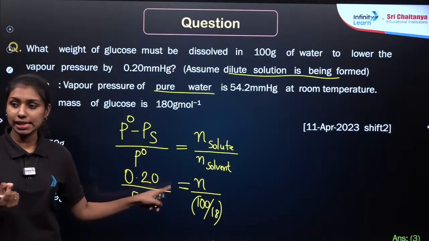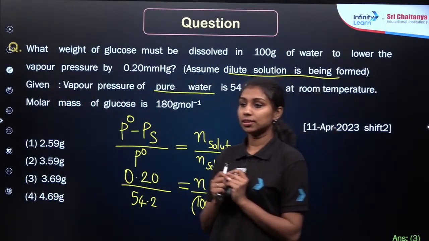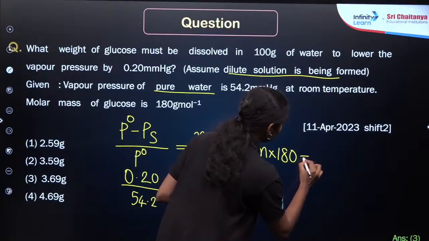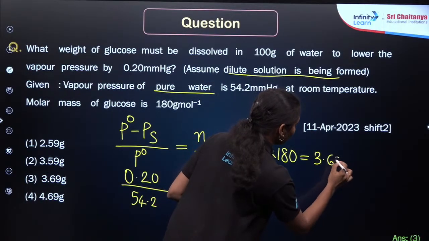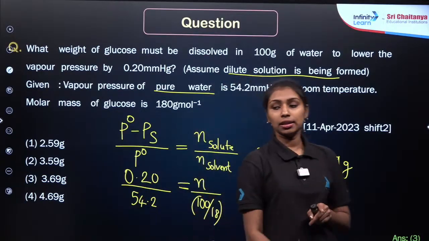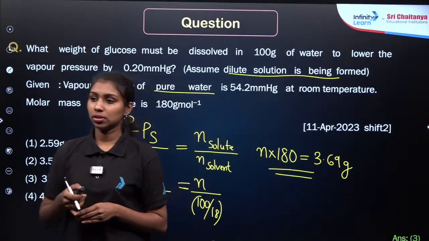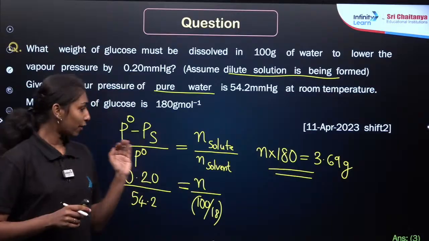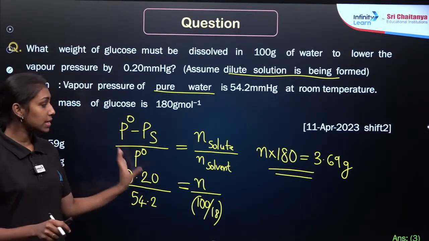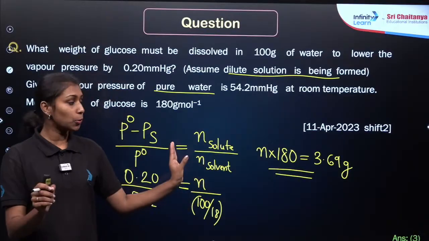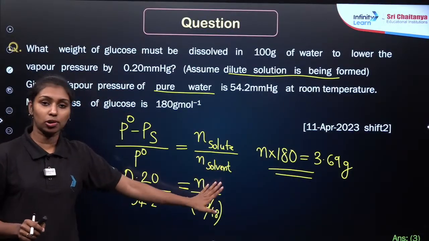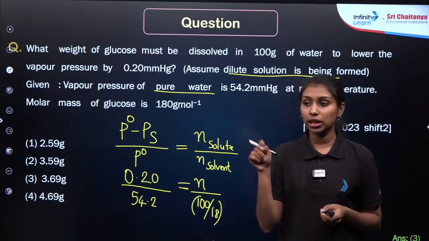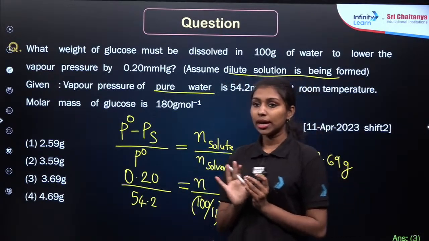Then what is the value of n here? Just calculate the value of n, then multiply it with 180 gram. You will get the answer around 3.69 gram of glucose. Clear? This is a method to solve this problem. Relative lowering of vapor pressure is connected with the mole fraction of the solute. In case of dilute solutions, we need to calculate only the number of moles of solute divided by number of moles of solvent. While you are solving, you will get the answer around 3.69 gram. We are multiplying the number of moles of solute into 180 gram, that is the molecular mass of glucose here. I hope you understand. Clear?